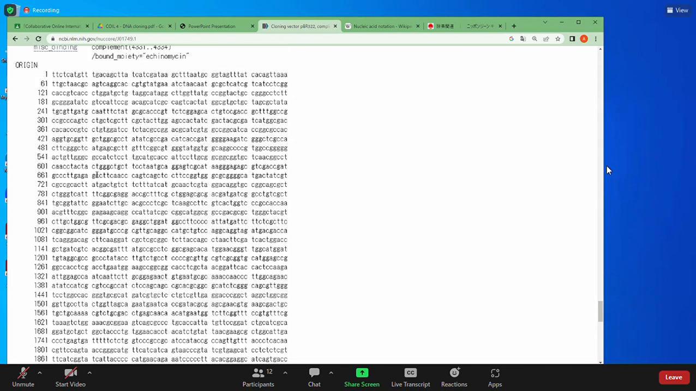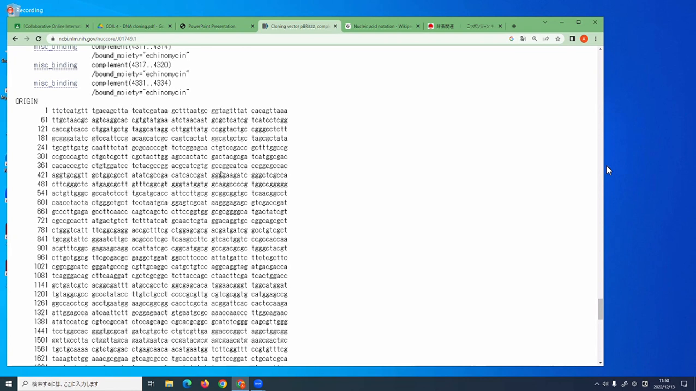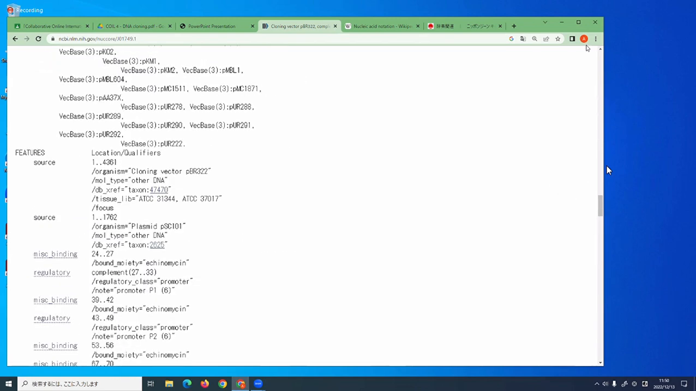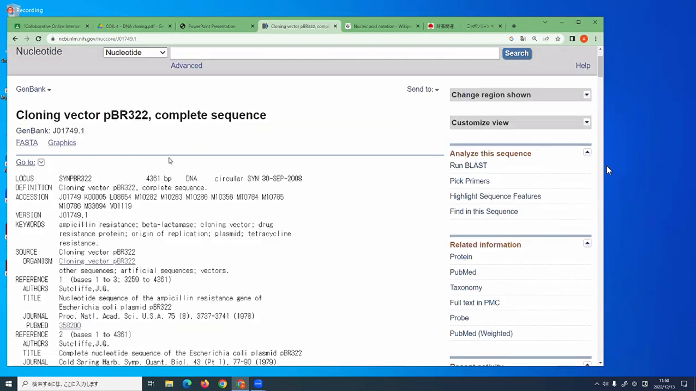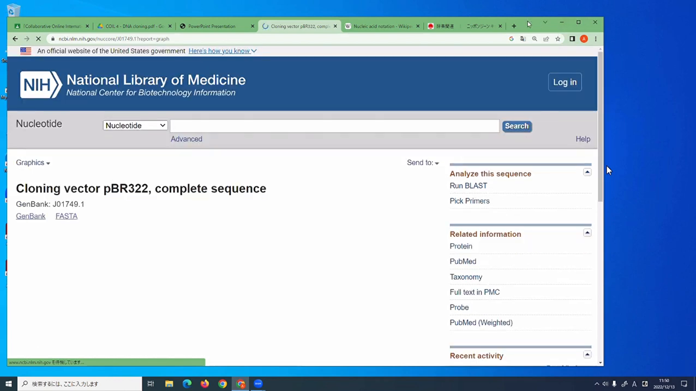The problem is the numbering, right? When you have a piece of DNA, you know the start codon, this is number 1, and this is number 400, 500, up to the stop codon. But a plasmid is circular, right? So we have to decide which is number 1, because it is continuous, it's circular. So sometimes, depending on the data record that you get from GenBank, you can get slightly different locations for different genes. Let's click on the graphics. This is a tool for us to visualize what features we have in the plasmid.